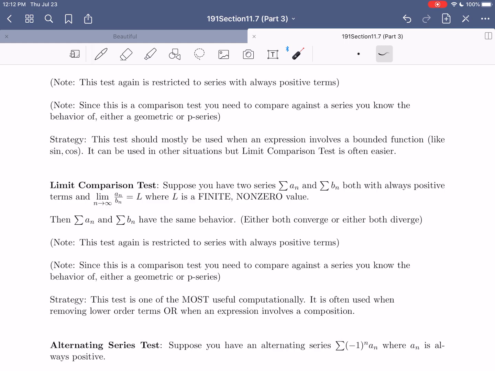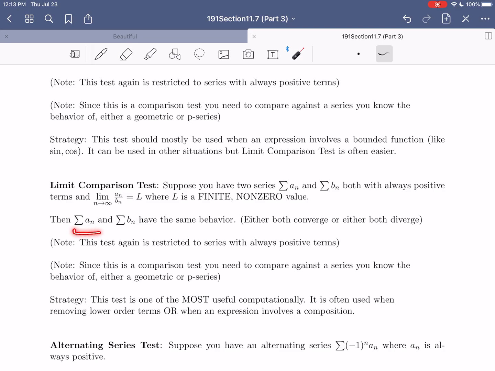So limit comparison test says you have two series, some a sub n and some b sub n. Again, both with always positive terms. And what you do in limit comparison test is you take the limit of the ratio of the terms, so a sub n divided by b sub n, and you calculate the limit of that. For the limit comparison test to work, you need that limit to come out as a finite number and also non-zero. Doesn't matter what the value is, doesn't matter if it's 1/3, 7, a million, whatever, as long as it's finite and non-zero. So we don't want this limit to come out as 0, and we don't want it to come out as an infinity.